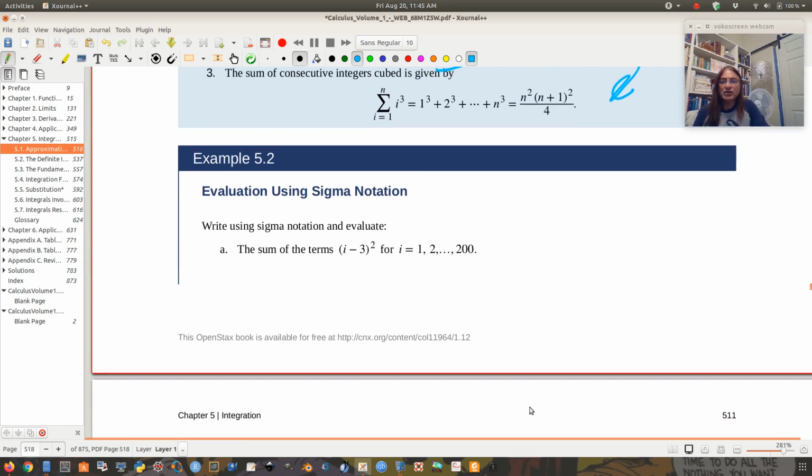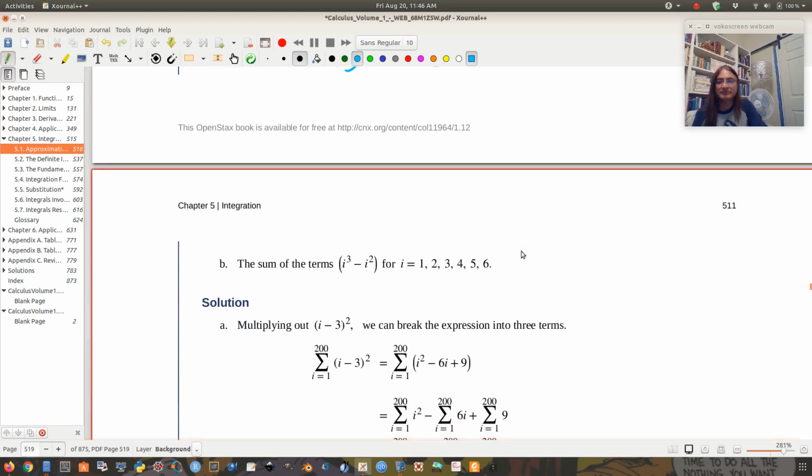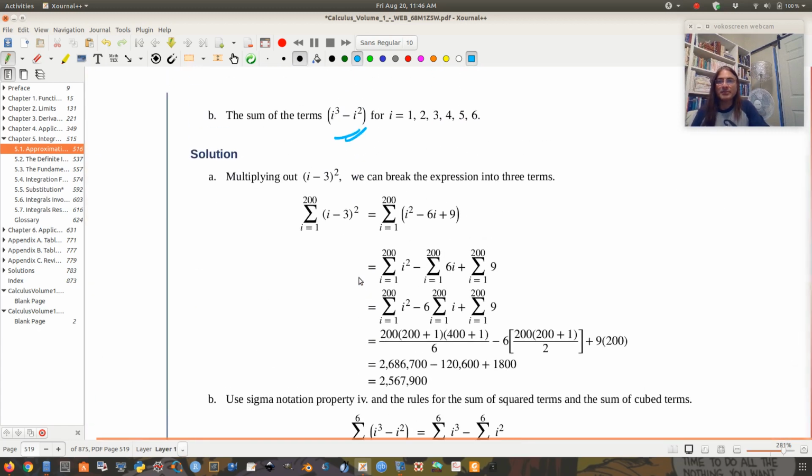Okay, so let's see some examples. The sum of (i minus 3) squared from 1 to 200, if you have to do this, and then similarly this one. So step number 1, you expand your quadratic expression. You get this. And remember, summation is linear, it goes through here, so we get i squared, then 6i, but the 6 comes out, so we get this one. And this is just a constant.